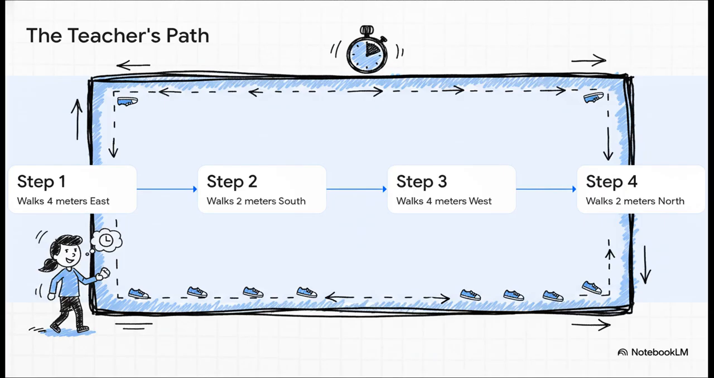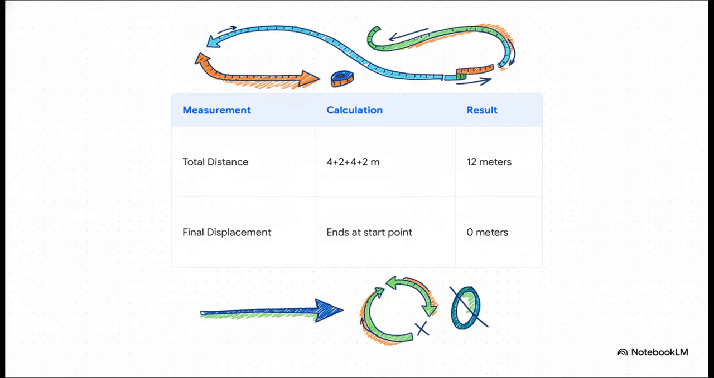So, let's picture this physics teacher, okay? She's just pacing around in a perfect rectangle. She walks at a nice steady pace, the whole trip takes her exactly 24 seconds, and here's the key part. She ends up right back where she started. Okay, let's break down the numbers. The total distance she walked, if you add up all the sides, is 12 meters. Simple enough. But her displacement, remember, that's her final position relative to her starting position. Well, since she ended up in the exact same spot, her displacement is a big fat 0.